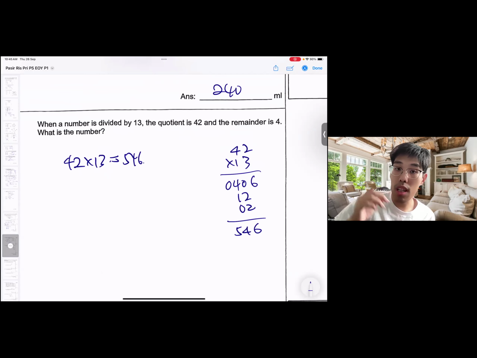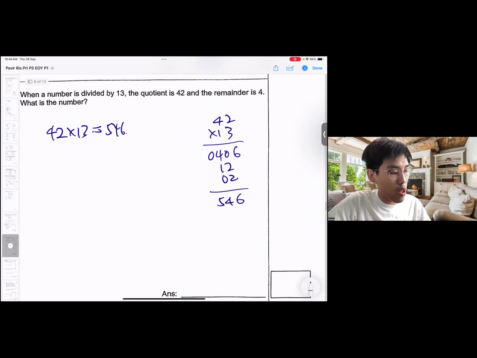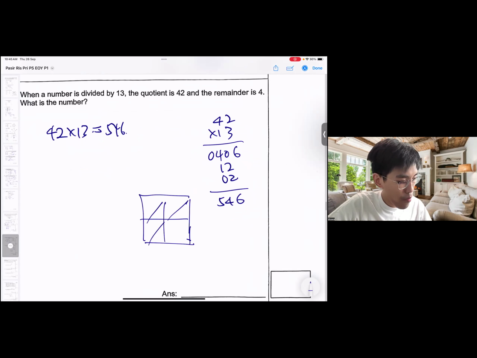Okay, if you are looking to learn how this method is done, let me know in the comment section below. I'll maybe release another video for it. Okay, another way we can do this working is what I also teach, called the box method. So 42 and 13, so 02, 06, 04, 12.